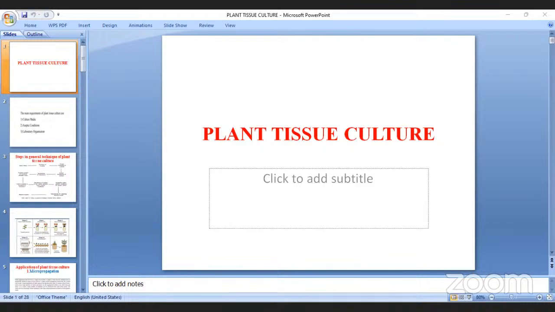Now let's see the applications of plant tissue culture. This is also another important topic in plant tissue culture.